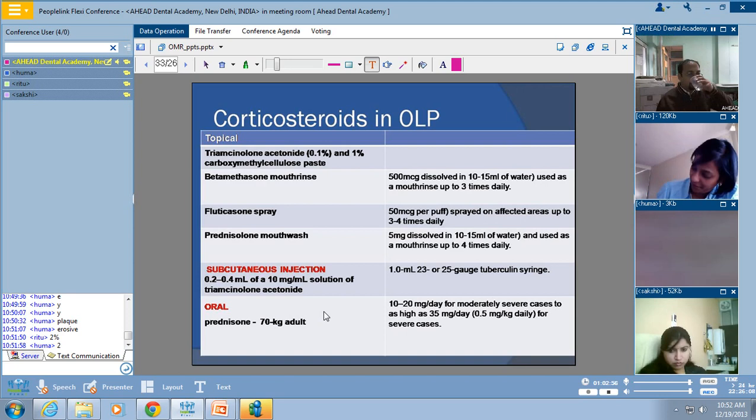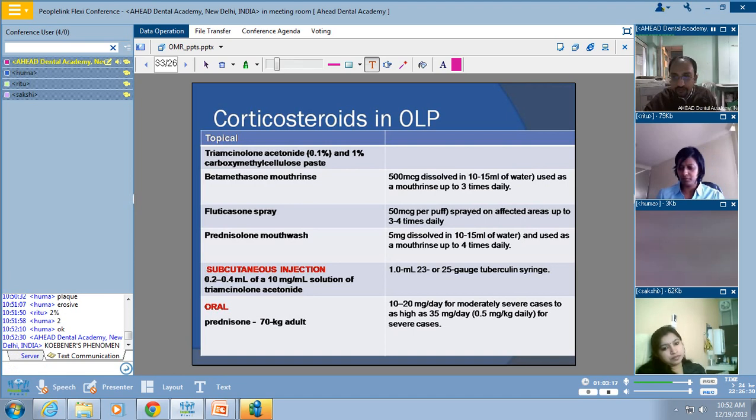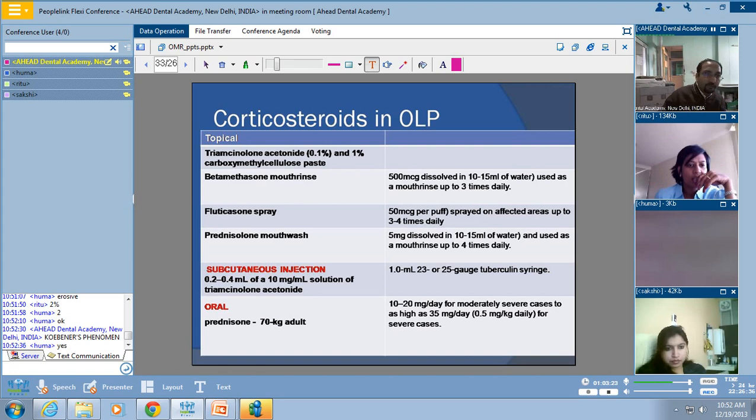Whenever the word lichen planus comes, you should know of one phenomenon. Can you guys see what I have written? Koebner's phenomenon. What is Koebner's phenomenon? Koebner's phenomenon just states that whenever there is a constant amount of trauma, the patient is unable to heal properly. And this entire process is called Koebner's phenomenon.